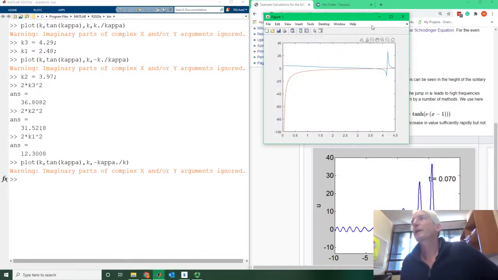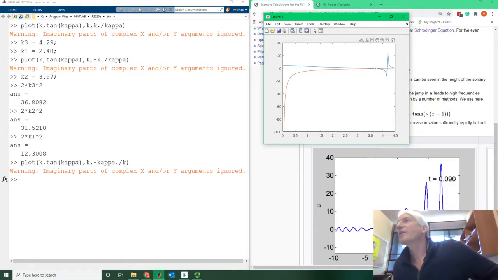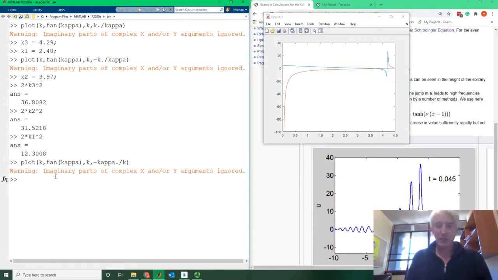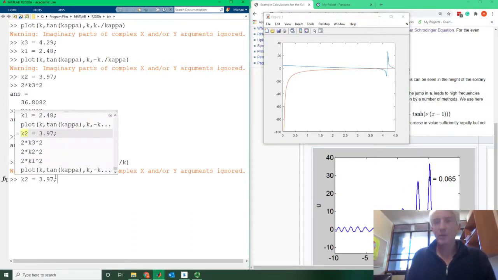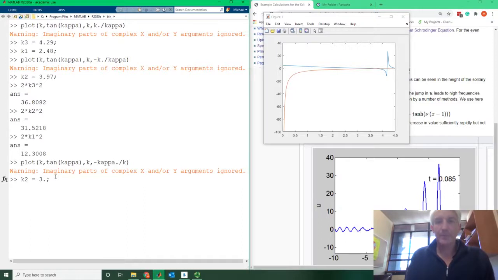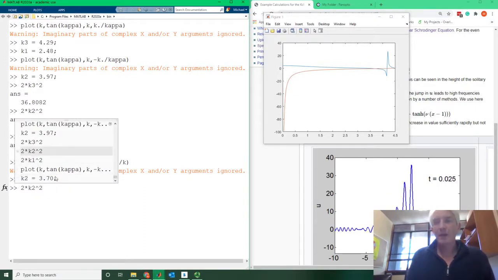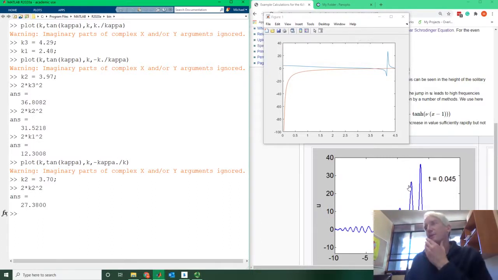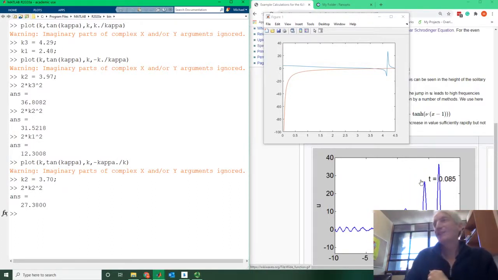If we plot that, what do we get? Let's have a look at it. Okay, what's that? There's the 0 there. So x is 3.70. K2 should actually be 3.70. And then if we go 2K2 squared, we get 27, which is much closer, okay? Right on the money again. All right, brilliant. Okay, so you can check it all out.